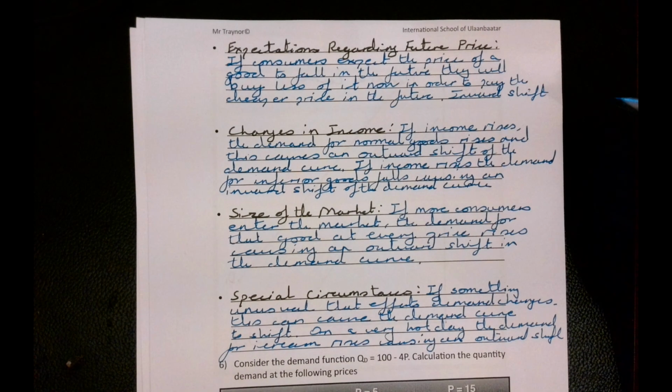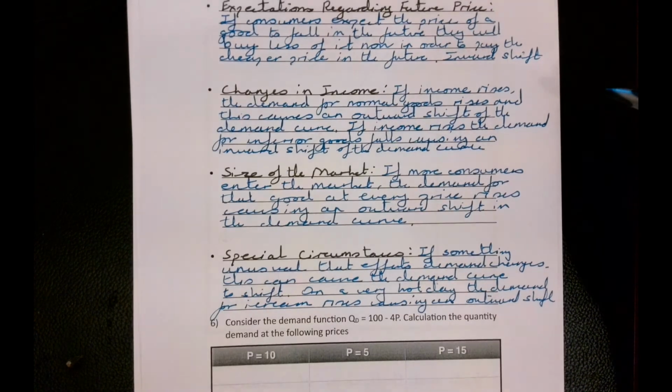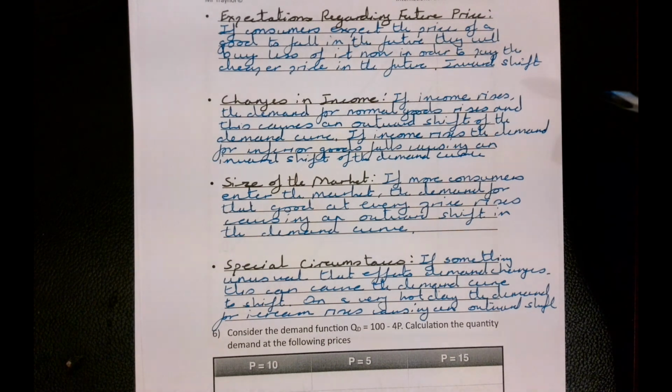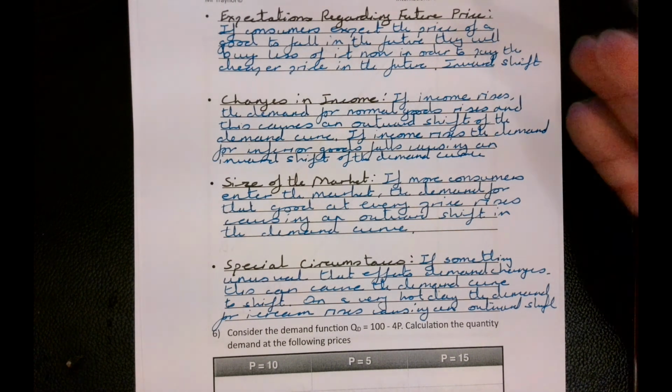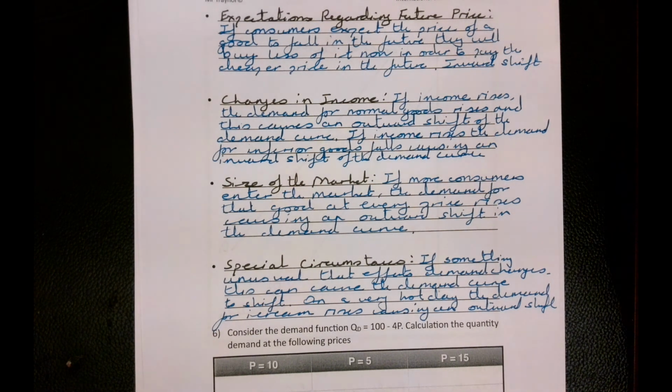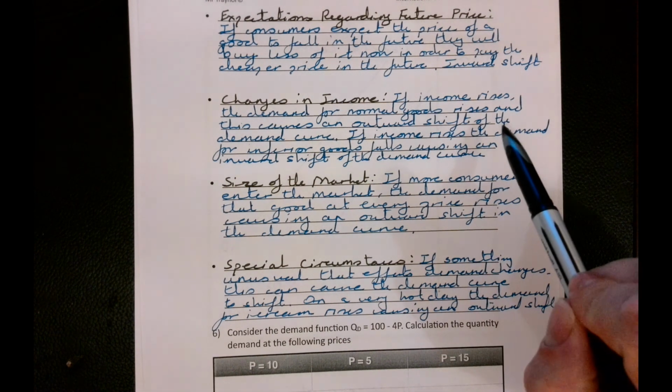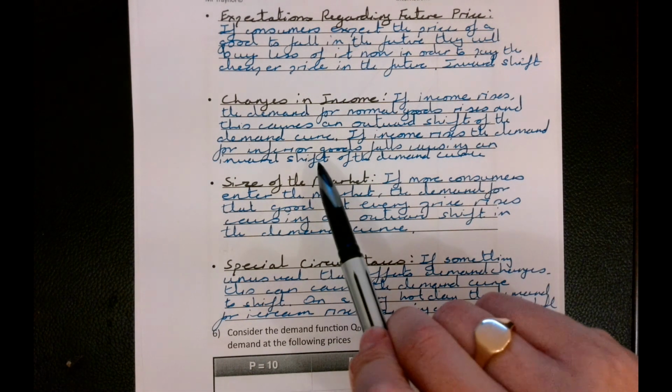Now, changes in income. I won't go too much into the difference between normal goods and inferior goods. I'll just give a quick definition. Normal goods are goods that you buy more of as your income rises. I've done a whole video on that. But basically, as your income gets higher and higher, you stop taking the bus and you buy a car. So as your income rose, the car is a normal good. So if income rises, the demand for normal goods rises, and this causes an outward shift in the demand curve.